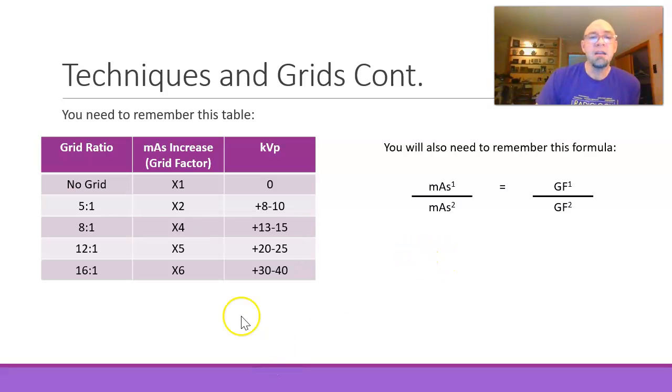So I knew all my grid factors. Again, are they going to ask you, if you started with a 5-to-1 grid and you're going to go to a 16-to-1 grid, what will be your new mAs? That's where you need to use this formula. I think it's unrealistic, and I don't think you'll ever do that in a job, but you might want to know it just in case. Most of the time you're going from no grid to grid. I mean, that's pretty much it. So try that formula out.